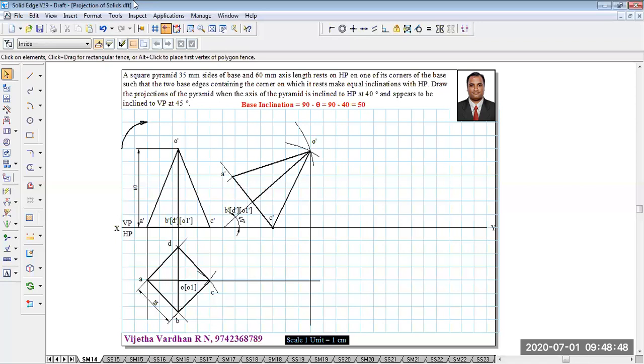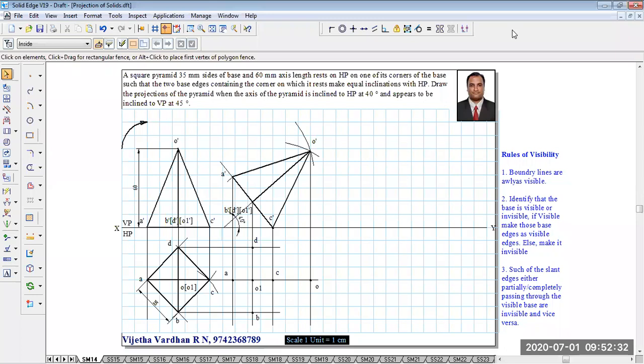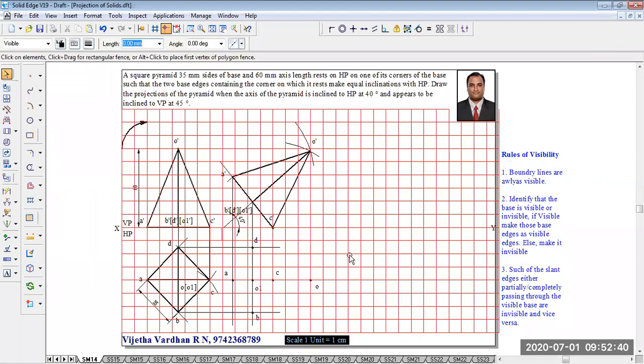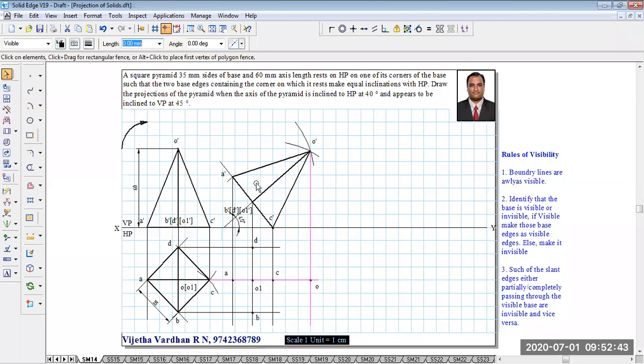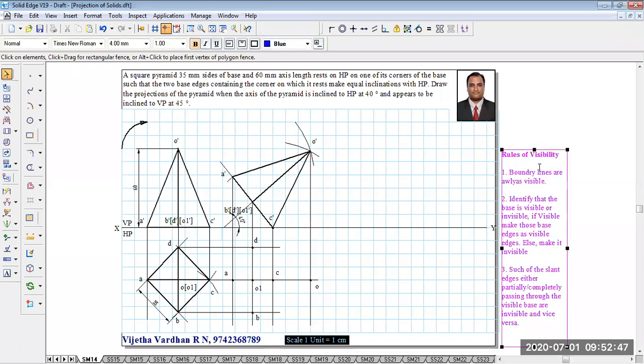The procedure remains the same for all the remaining projectors. Now you can see that I have completed drawing all the projectors, which is similar to drawing the vertical projector of O and the vertical and horizontal projectors. And in the same fashion, I have completed all the remaining parts. And now we have to apply the rules of visibility.